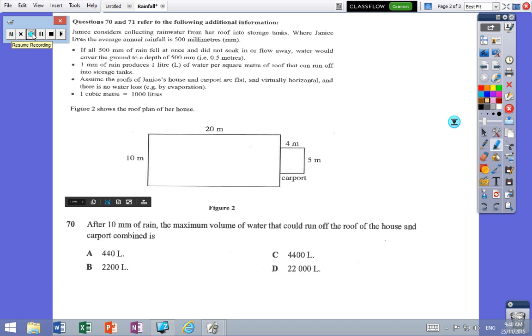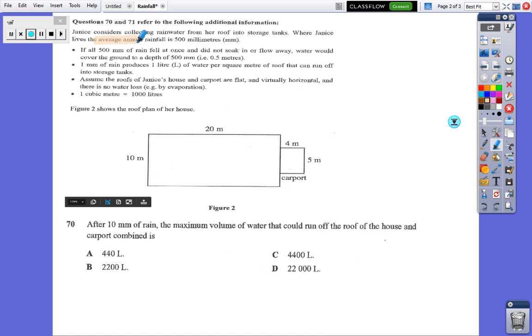Okay, so we're back. So there's some information here. There's average rainfall is 500, but we're not looking at average. We're not looking at the whole year, but that information is important. 1 mil of rain produces 1 litre. That is important. This information about how much a cubic metre is, that's not important in this particular question. The other information just tells us information that's real, but it's not that important.